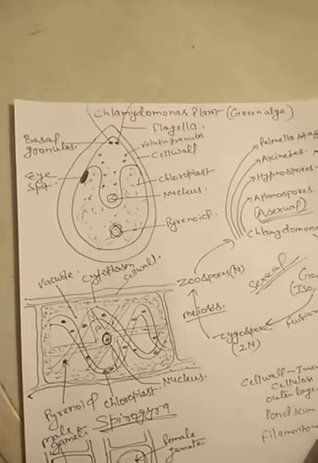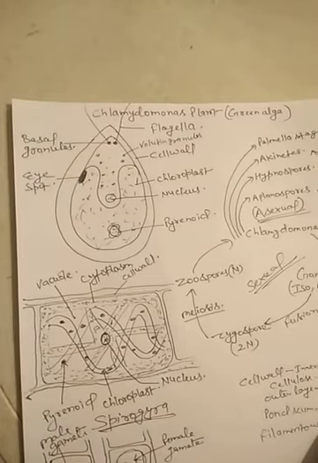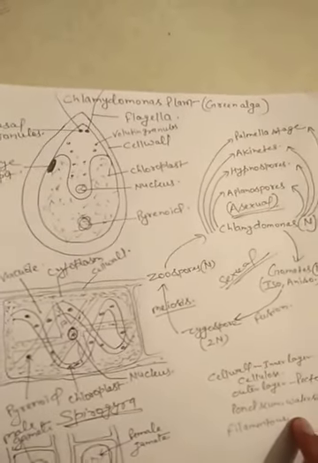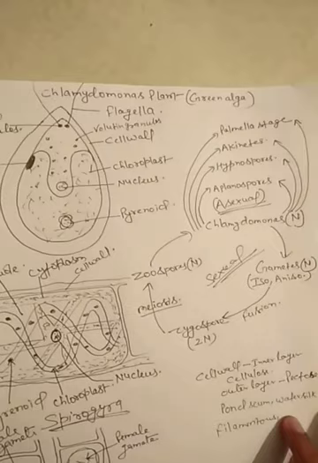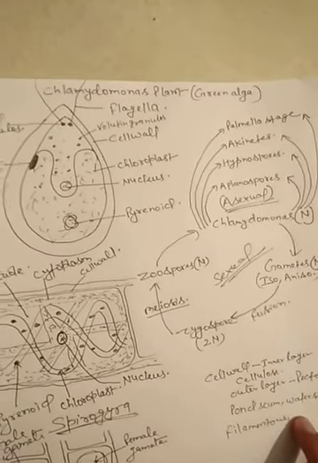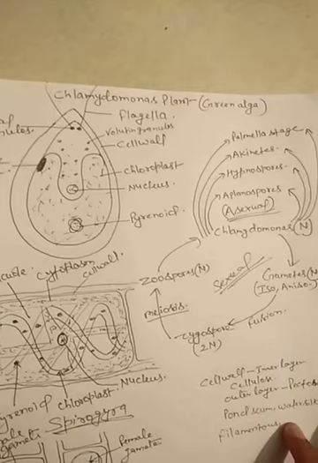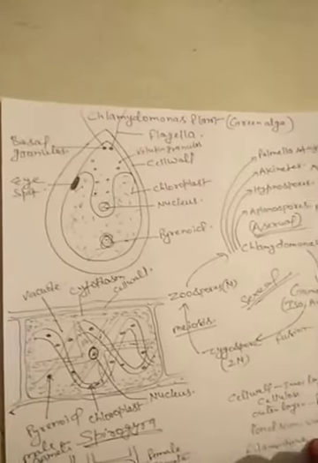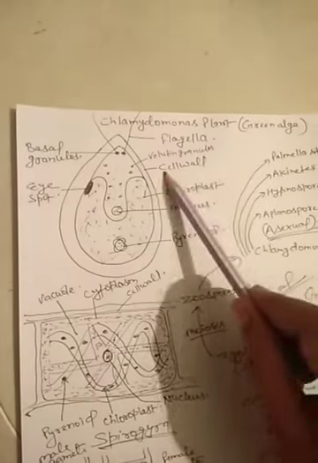Chlamydomonas is a unicellular, biflagellate, free-floating green alga mainly found in ponds, ditches, and standing fresh water, and it consists of the cell wall. The cell wall consists of two layers.